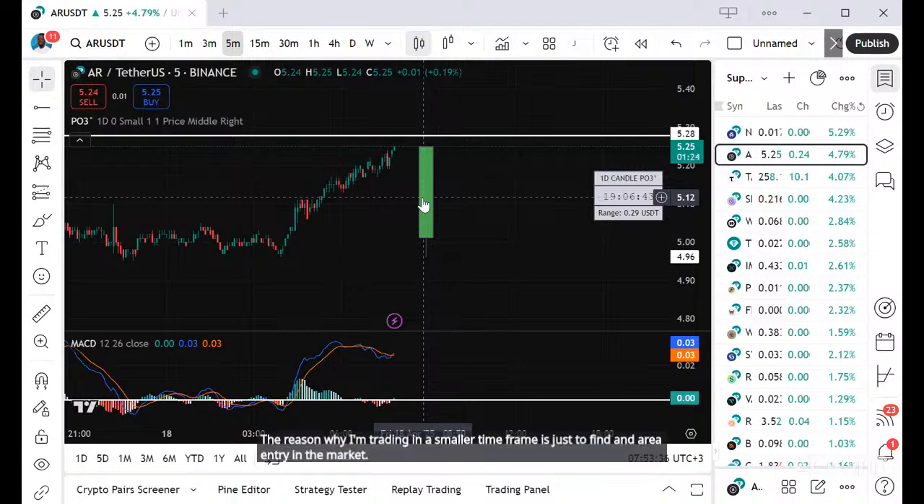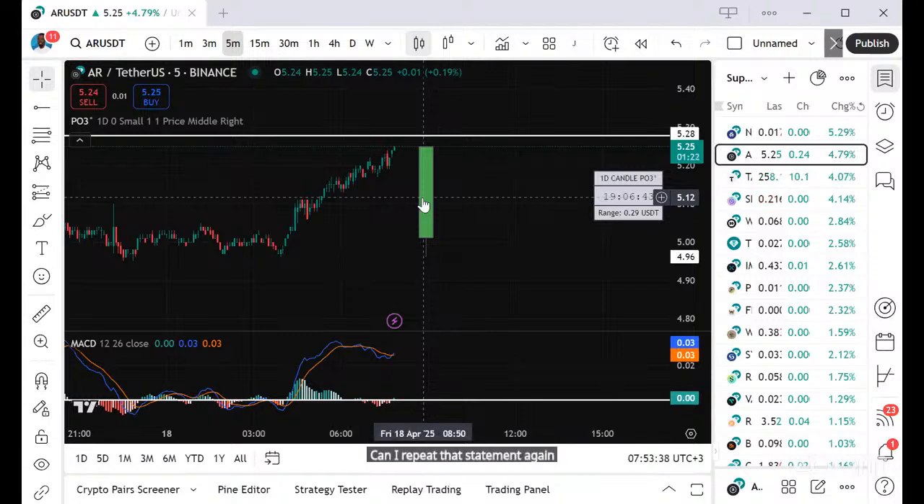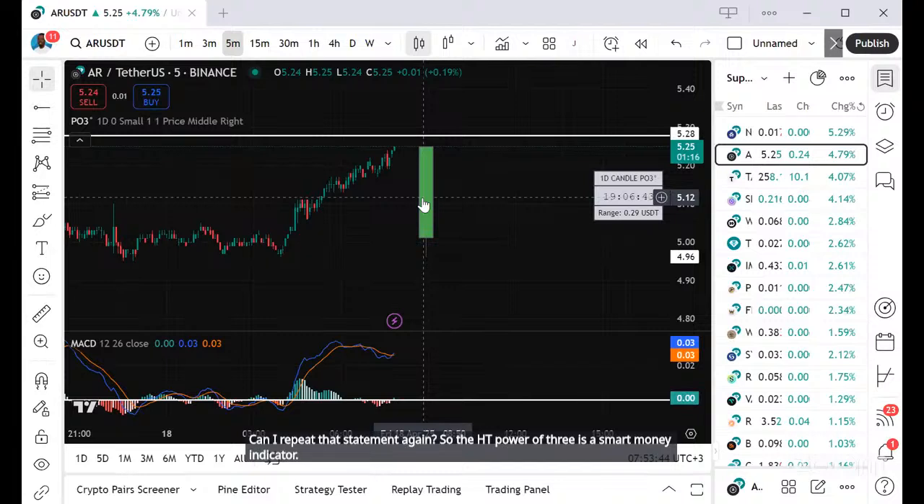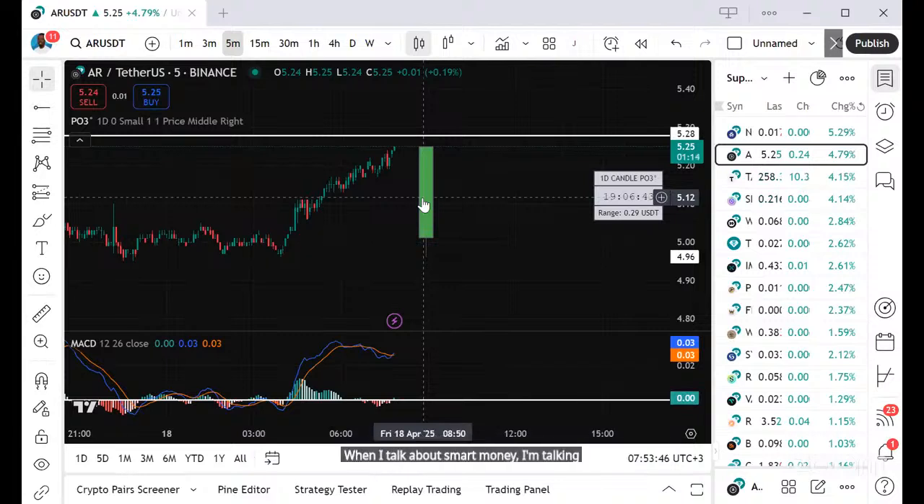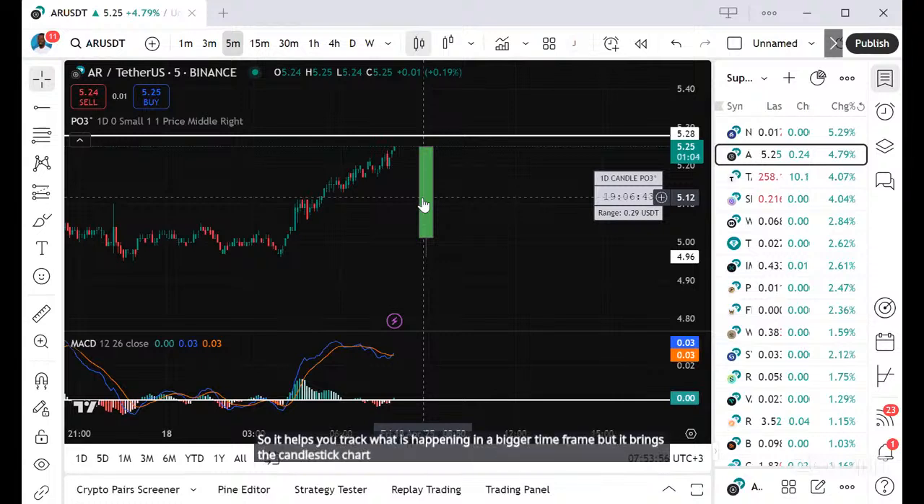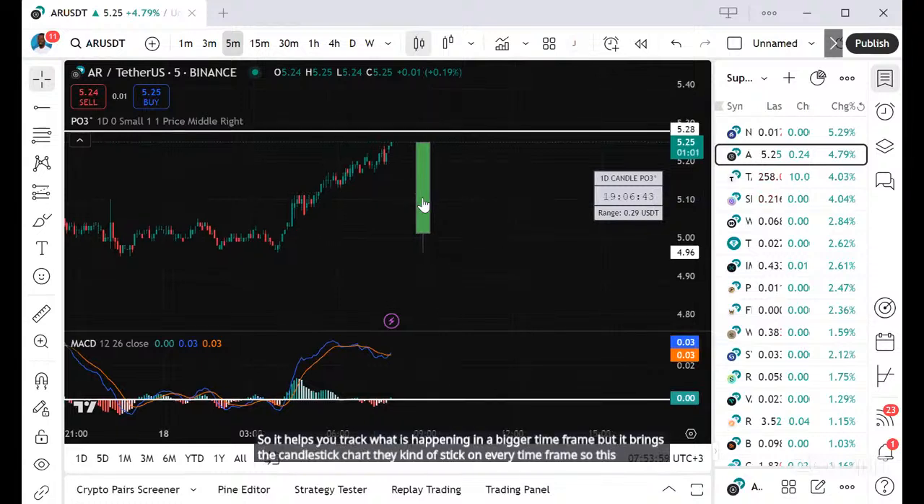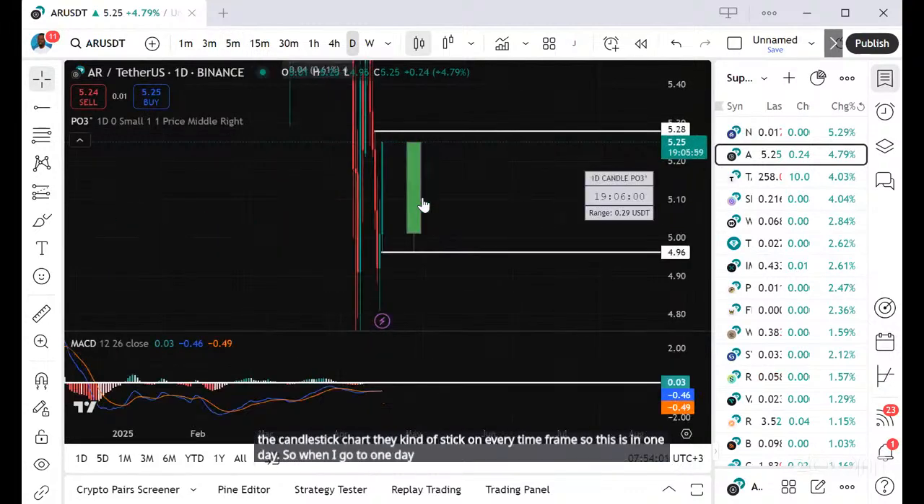Can I repeat that statement again? So the HT power of 3 is a smart money indicator. When I talk about smart money, I'm talking about institutional traders. So it helps you track what is happening in a bigger time frame, but it brings the candlestick on every time frame. So this is in 1 day. So when I go to 1 day, it is this candle here.